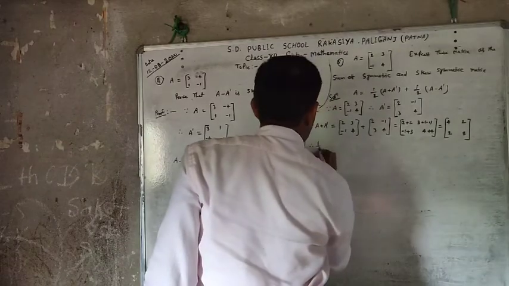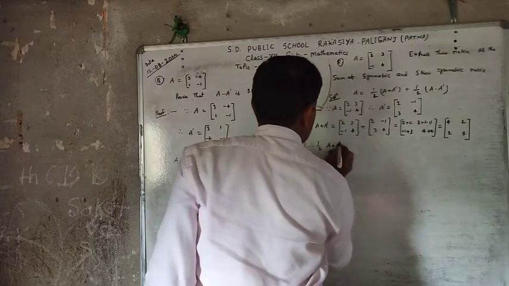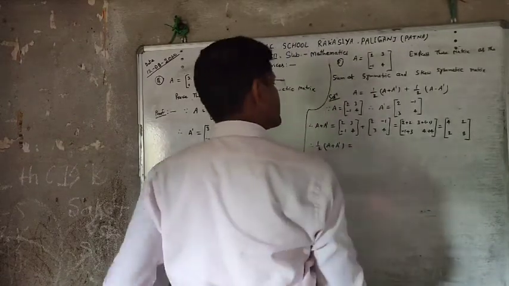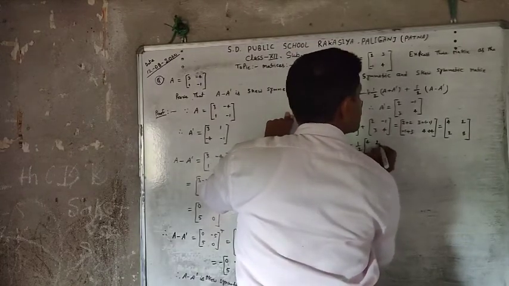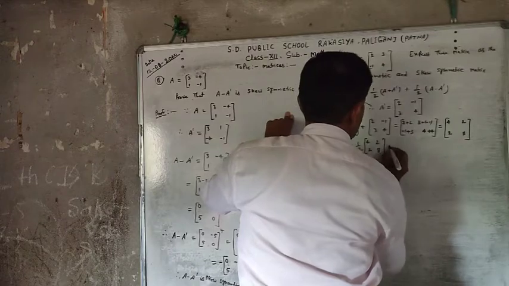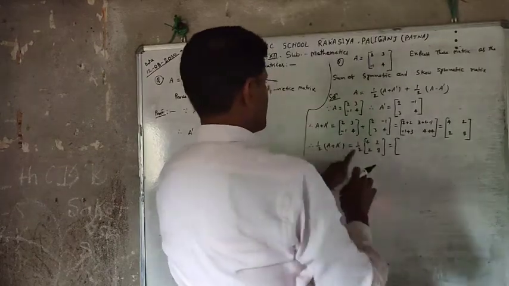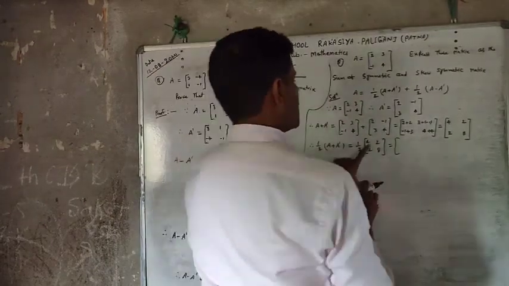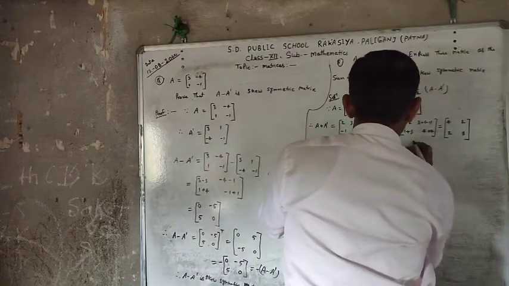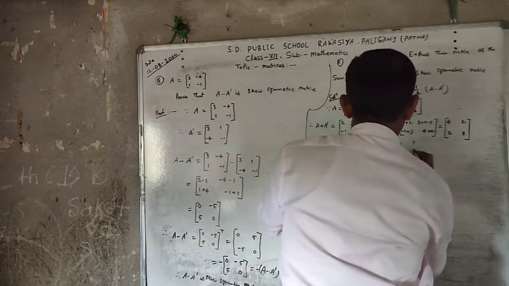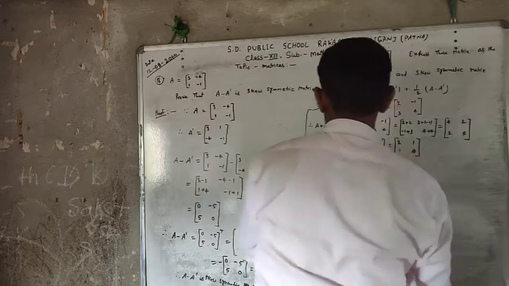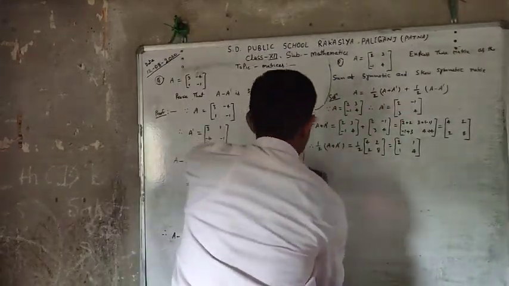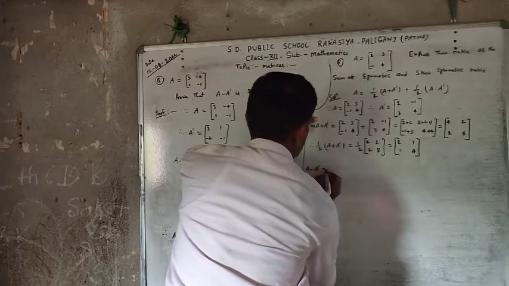Therefore, 1/2 (A + A transpose) is equal to 1/2 into matrix [4, 2; 2, 8]. We can divide by 1/2 with all elements, then we get [2, 1; 1, 4]. Now we can find A minus A transpose.